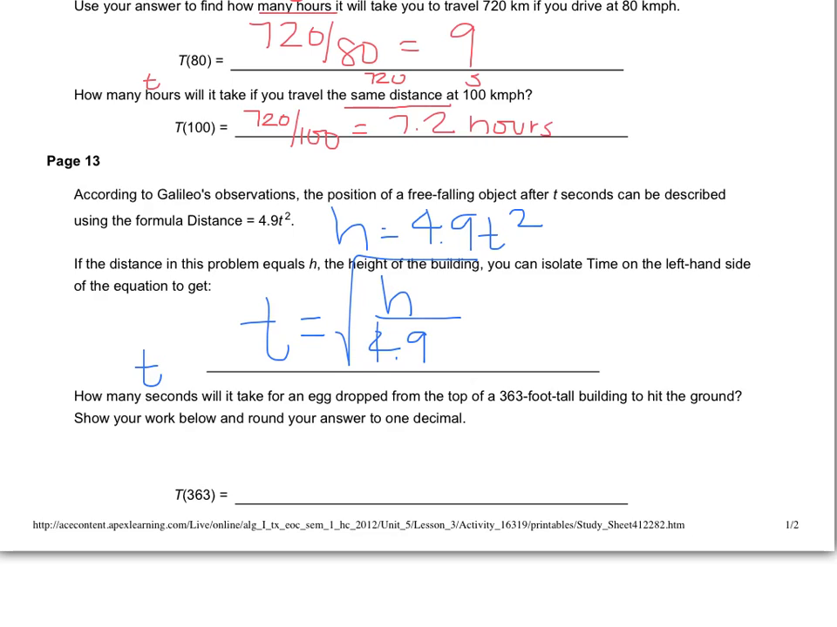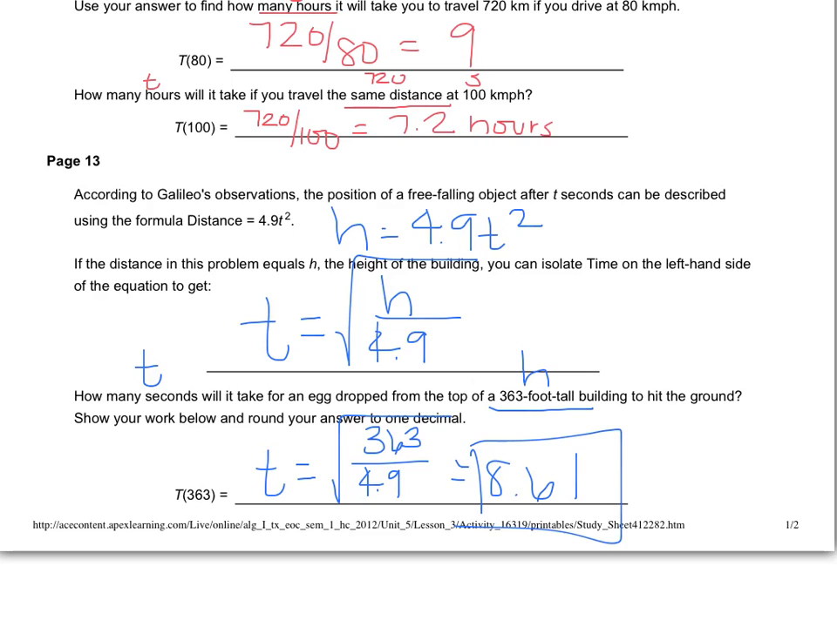So in this next problem, it asks us how many seconds, that's our time, will it take for an egg dropped from a 363-foot tall building, that's our height, to hit the ground. So we're going to do time equals the square root of our height, 363, divided by 4.9. The square root of 363 divided by 4.9 is 8.61. So it would take 8.61 seconds to hit the ground.